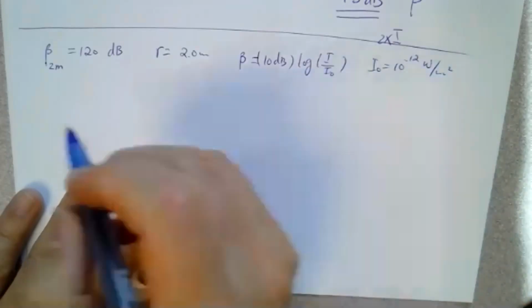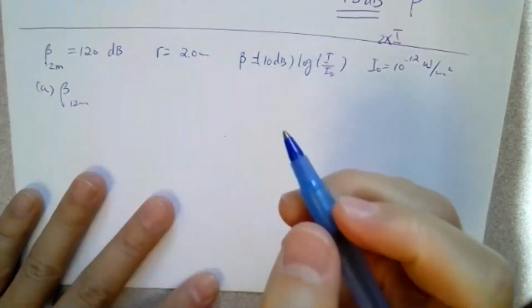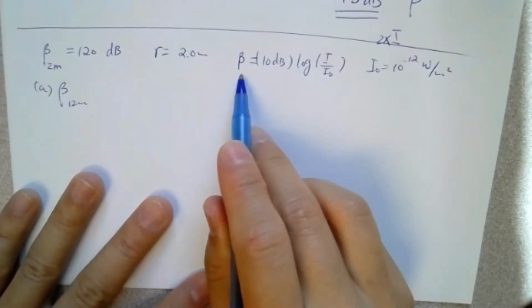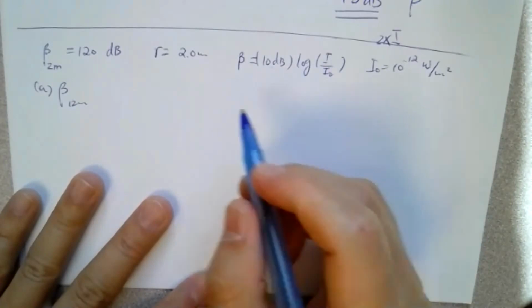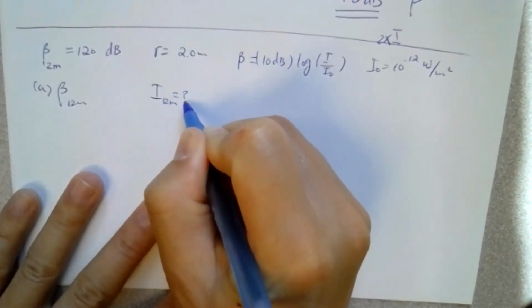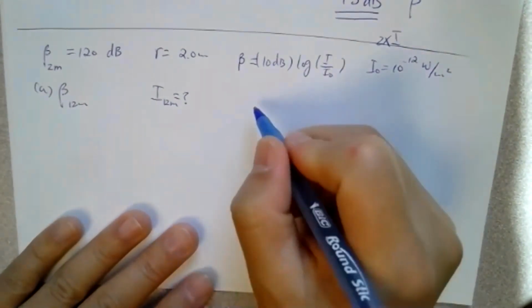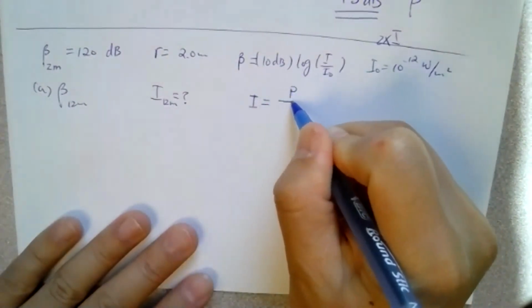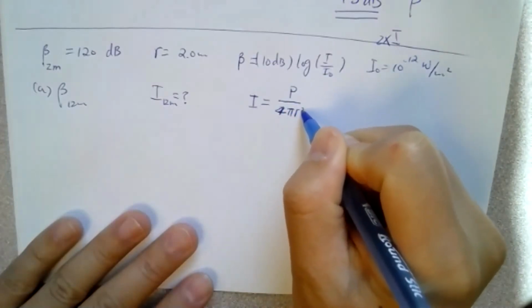Then it asks us to find beta at 12 meters. So we'll be calculating that using this equation, right? Beta 12 should be equal to 10 dB log of I at 12 meters. So the question is, what's the I at 12 meters? We also learned just a couple of minutes ago that intensity is equal to the power of the source divided by 4 pi r squared, right?